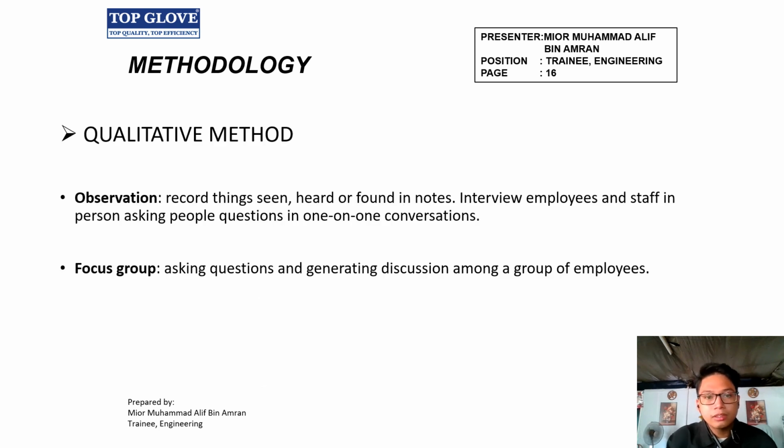So methodology: qualitative method, observation, and then focus group. So observation: record things seen, heard or found in notes, and then interview employees and staff in person, asking people questions in one-on-one conversation. And then focus group: asking questions and generating discussion among a group of employees.